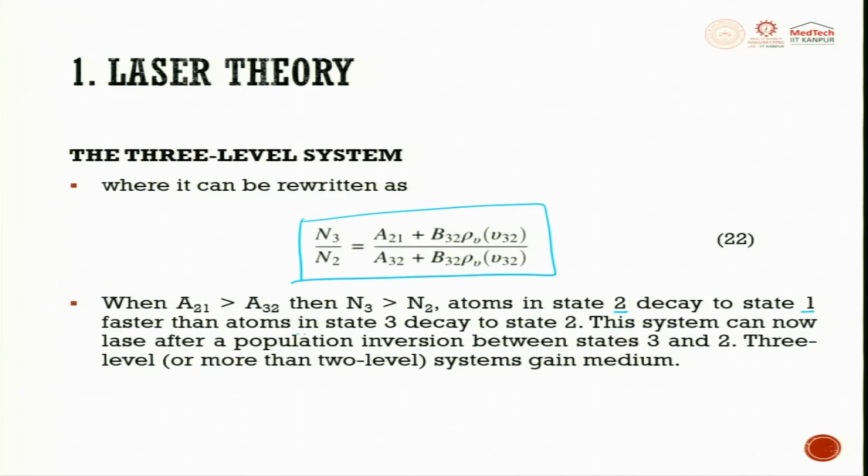Atoms in state 3 decay to state 2, from here to here, and atoms in state 2 decay to state 1 faster than the atoms decay from state 3 to state 2. From here to here takes more time, from here to here less time. So with more and more time, more and more emission can happen. 3 level systems are a better gain medium than 2 level systems.